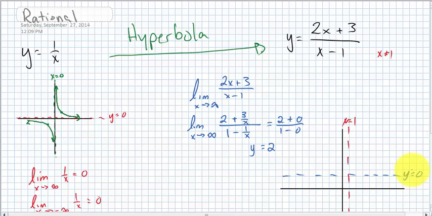Okay, so now let's think about other important features of this graph. Well, an important feature would be the y-intercept. Y-intercept is when x equals 0, so plug in x equals 0. We've got 2 times 0 plus 3 over 0 minus 1, so the y-intercept is negative 3. Right there.